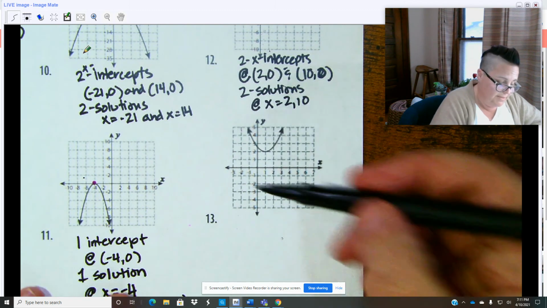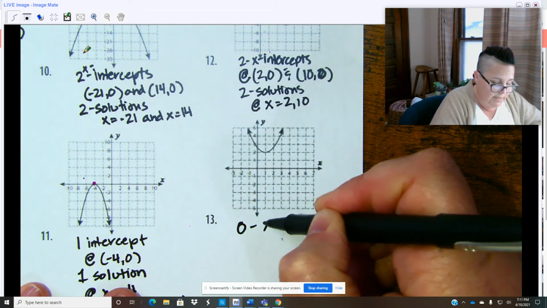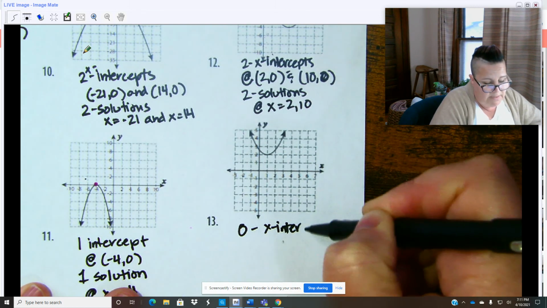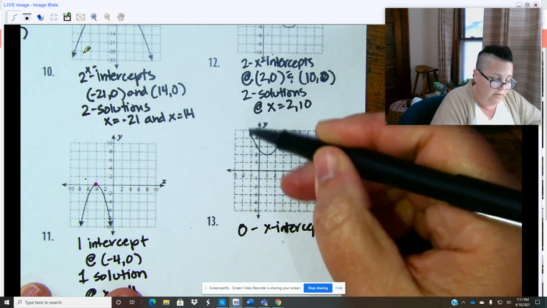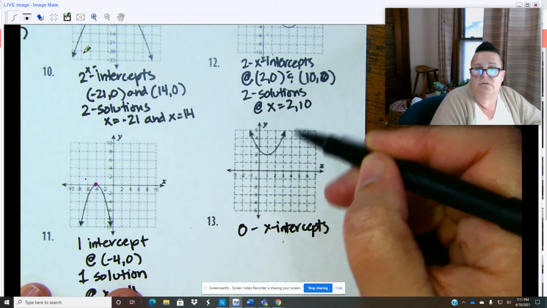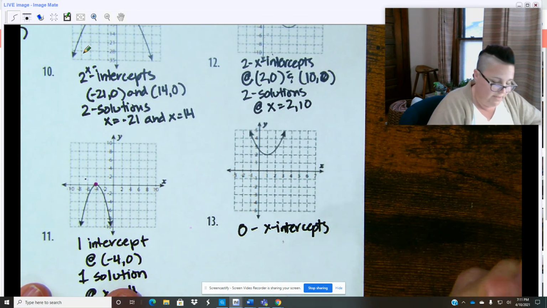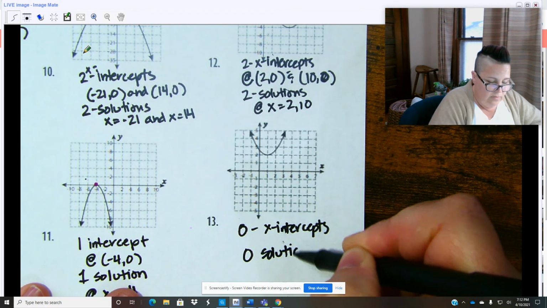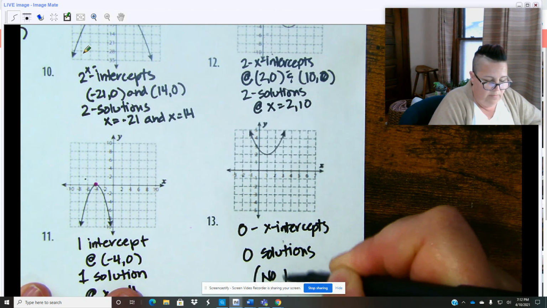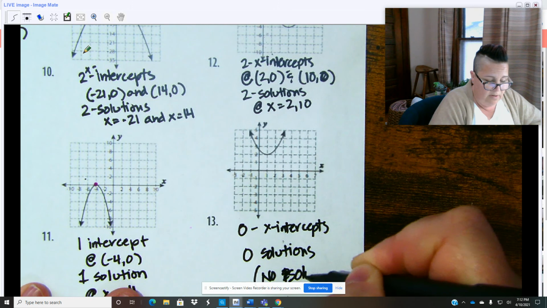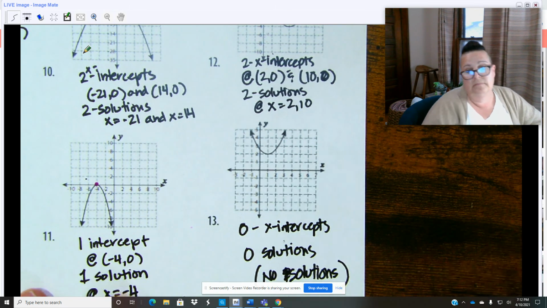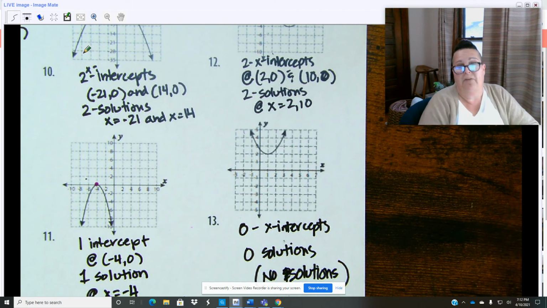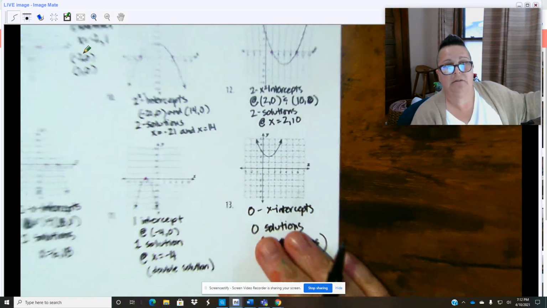Lastly, when we look at problem 13, here we have 0 x-intercepts. At no time does this cross the x-axis. You see how it's all above? Here's our x-axis. At no time does it cross. There are 0 x-intercepts. This tells us that there are 0 solutions, or that this problem has no real solutions. In all likelihood, the solutions may very well be imaginary, meaning you get the square root of a negative number here.